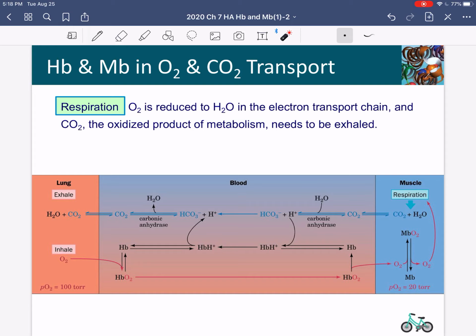Hemoglobin and myoglobin in oxygen and carbon dioxide transport. That's what's going on this slide. It's called respiration. Oxygen is reduced to water in the electron transport chain. So the oxygen that you inhale is not part of the carbon dioxide that you exhale. It is part of the water that you make in the mitochondria when you are making ATP. And the carbon dioxide that you exhale is produced from the breakdown products of metabolism, fat and sugar specifically. And they need to be exhaled, those carbon dioxide molecules.